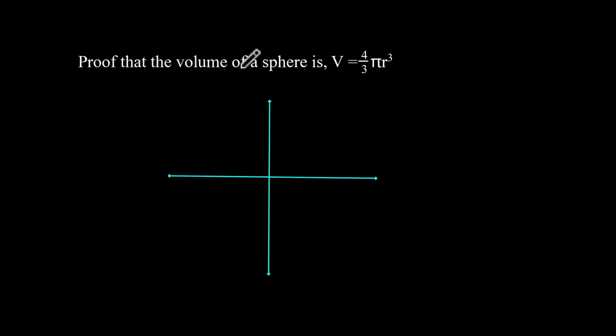Prove that the volume of a sphere is V equals 4 over 3 pi r cubed. And when you have this kind of proof, it is easier. Now, what we have to do is to name our Cartesian plane as y and x.